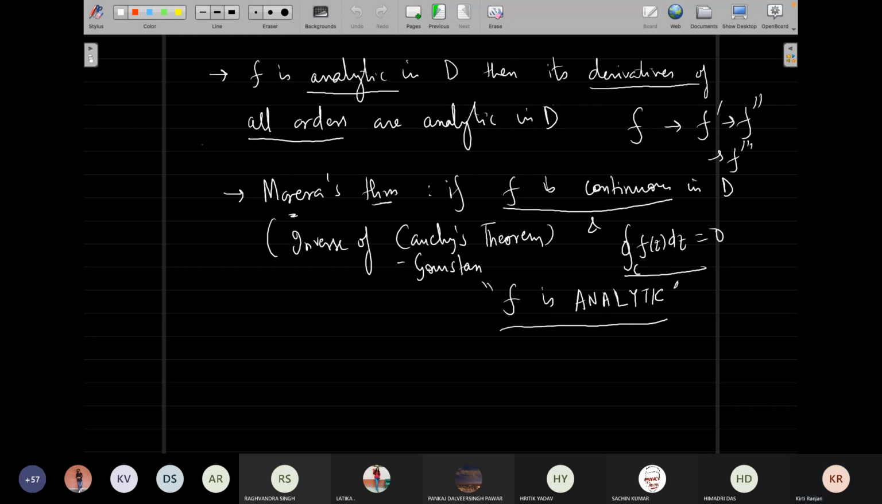Sir, in Morera's theorem, it claims that if we satisfy both the conditions, then the function should be analytic. But in one example, we saw 1 over z square. Yeah, but 1 over z square is not continuous. If you include any path which includes z equal to 0, then that function cannot remain continuous, right? Yes, sir. So that's the problem there. That is why this continuity word is added there.